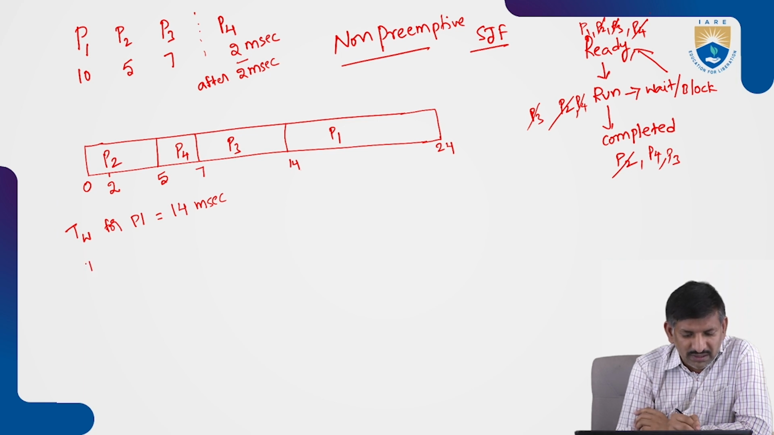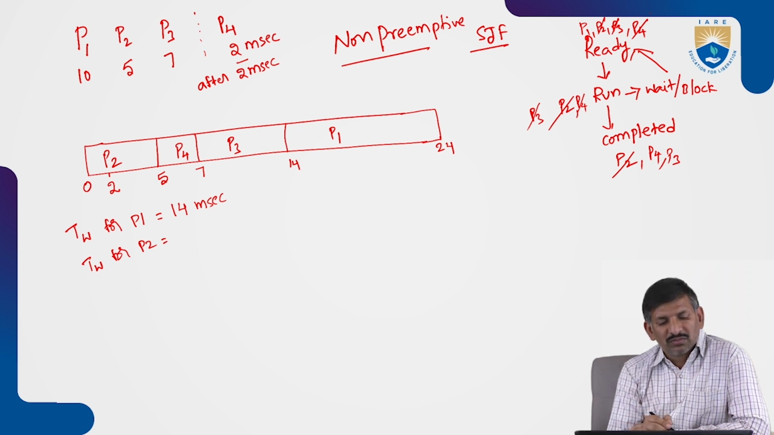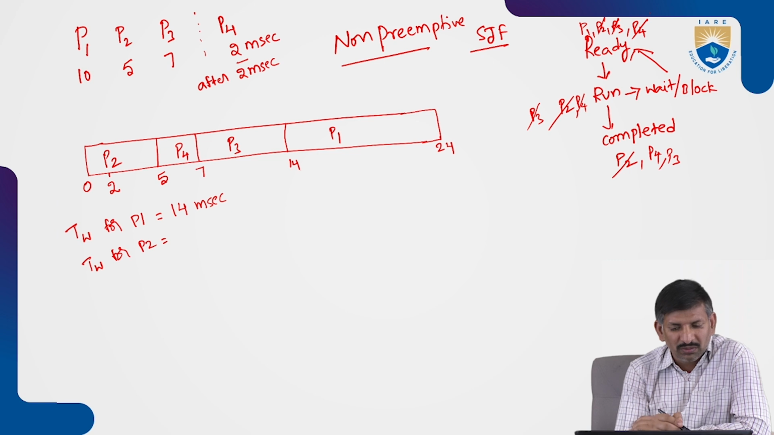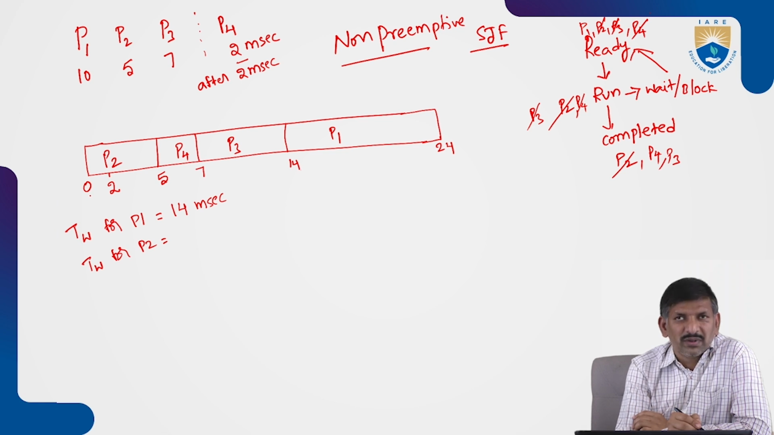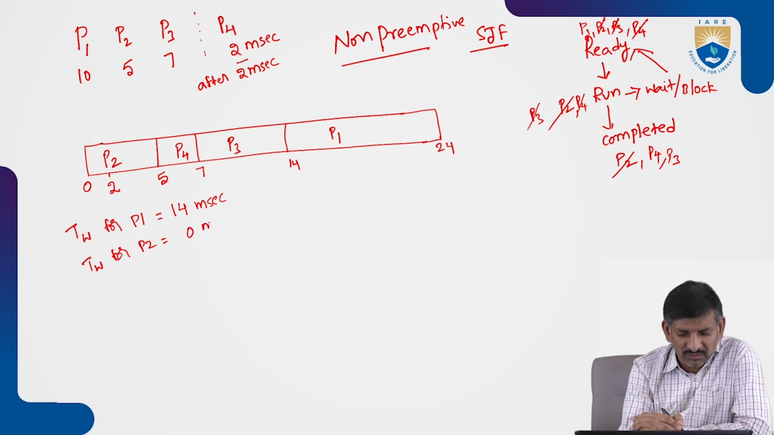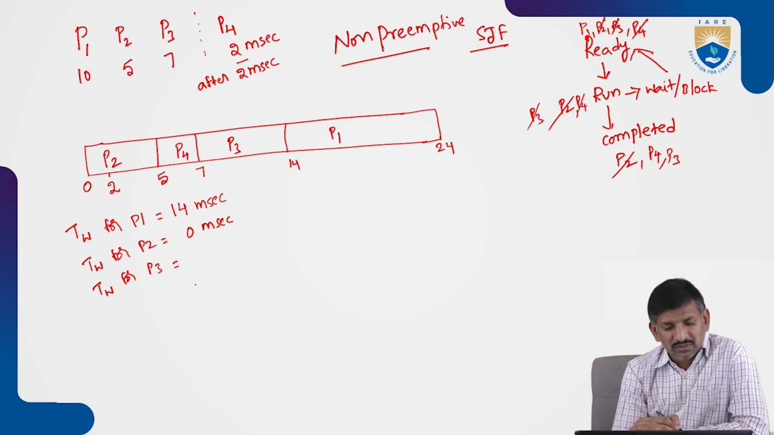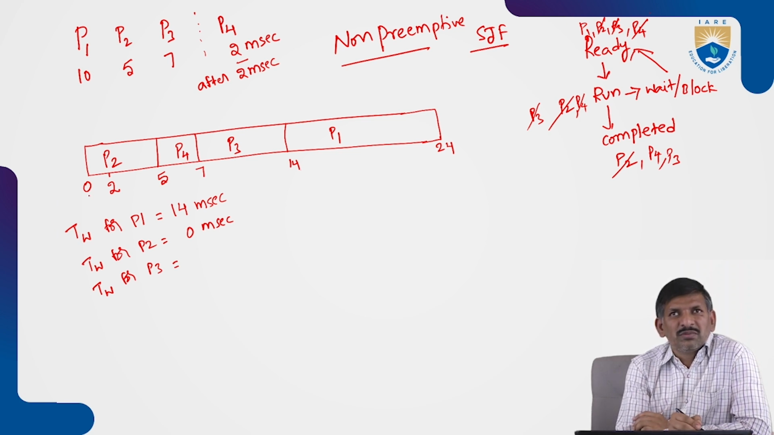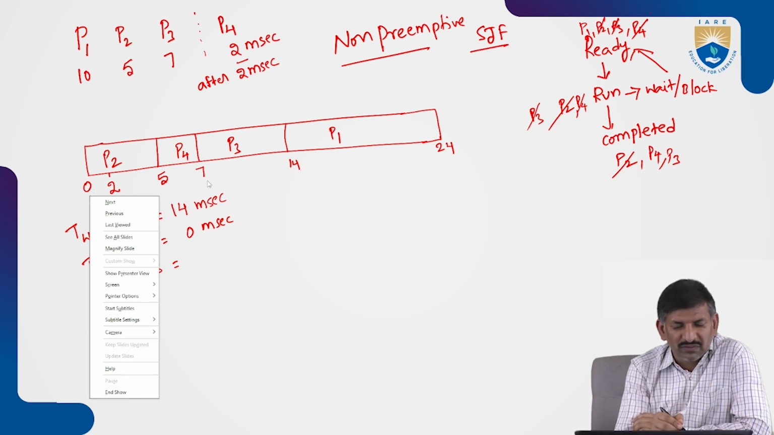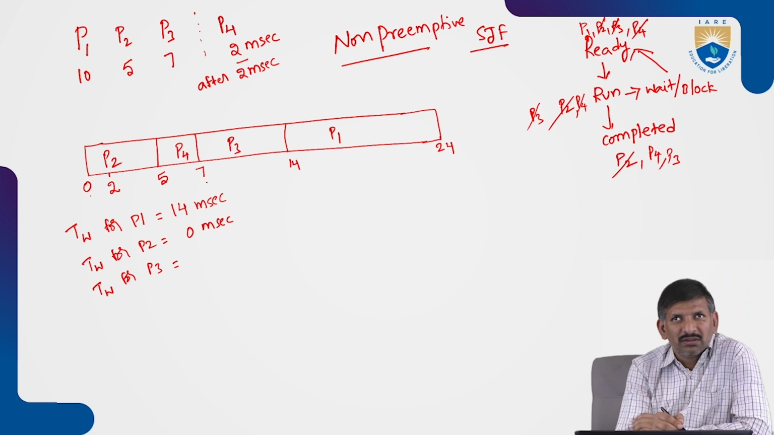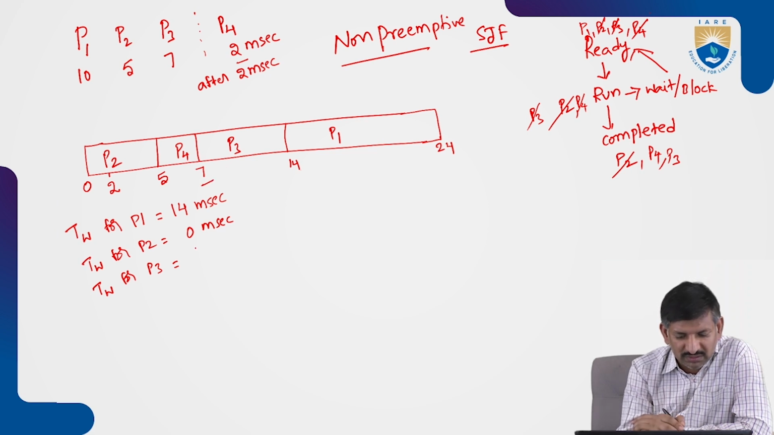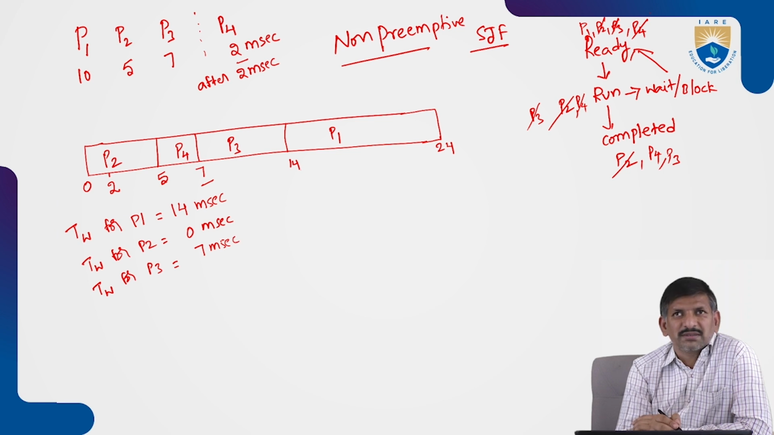Next, waiting time for process P2. Process P2 enters into the ready state at the time of 0 and it is scheduled for execution immediately. So it is waiting 0 milliseconds. Next, for process P3, P3 enters into the ready state at the time of 0 and it is scheduled for execution at the time of the 7th millisecond. So how much time is it waiting? 7 milliseconds.